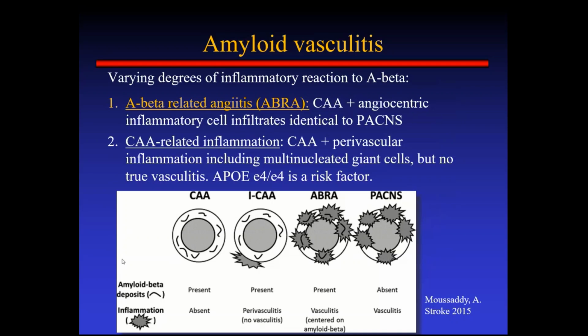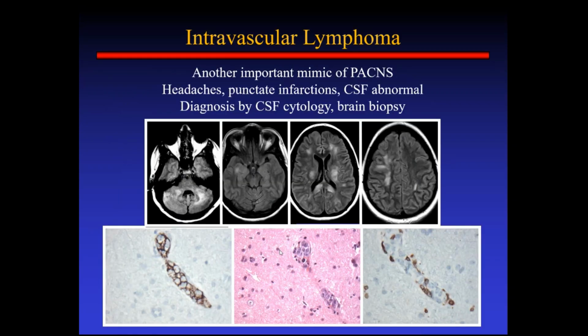Another subtype, as I told you, is the amyloid vasculitis or ABRA. This is when you get amyloid beta deposition in the vessel wall with inflammation. It looks identical to primary angiitis, except that there's amyloid deposition. And this is different from inflammatory CAA, where you get inflammation outside, but not in the vessel wall. People often ask me, why should you do a brain biopsy? Well, you don't want to miss things like intravascular lymphoma or varicella. In lymphoma, you can get a similar MRI appearance with small vessel infarction, but then you might see lymphoma, the treatment of which is quite different.